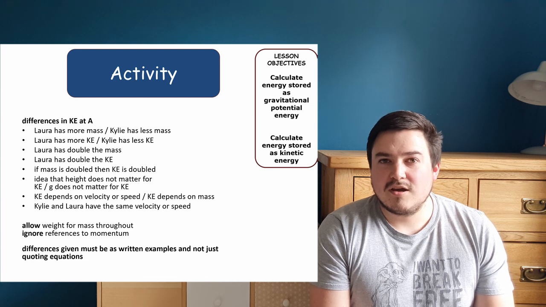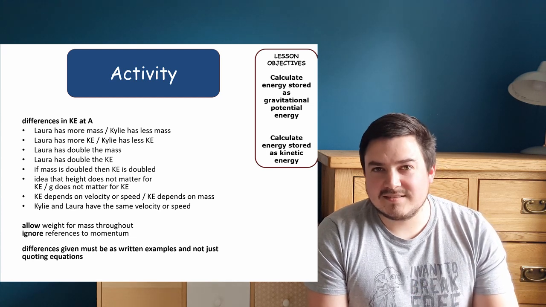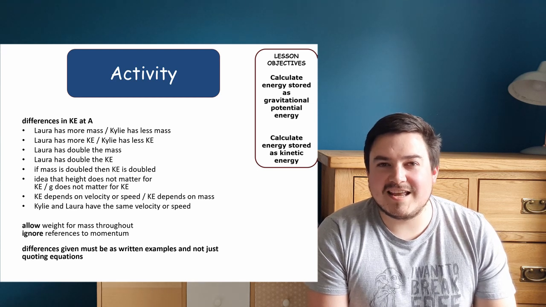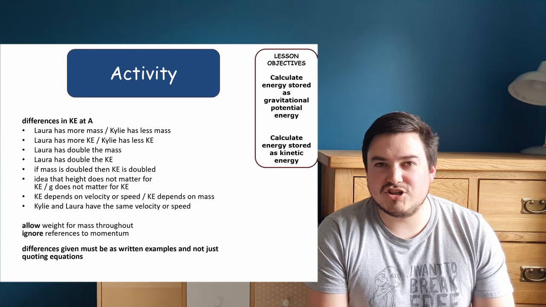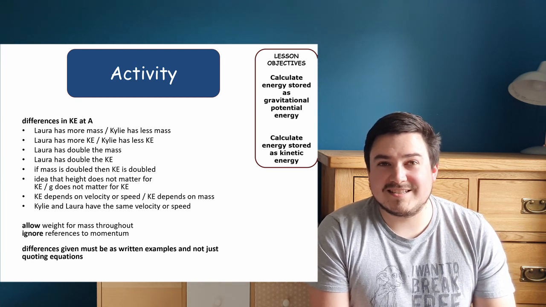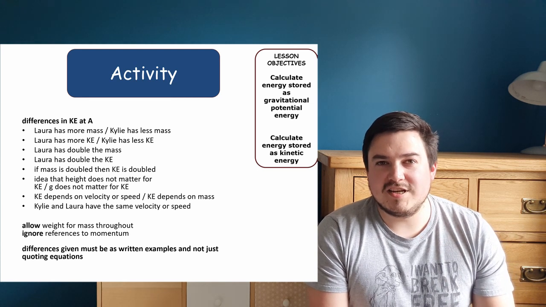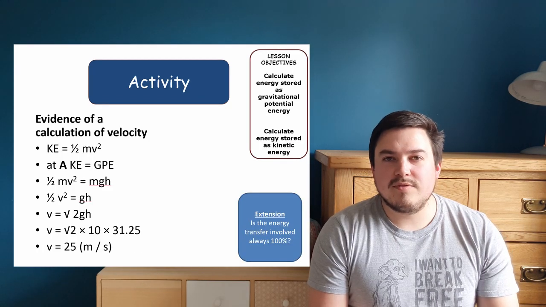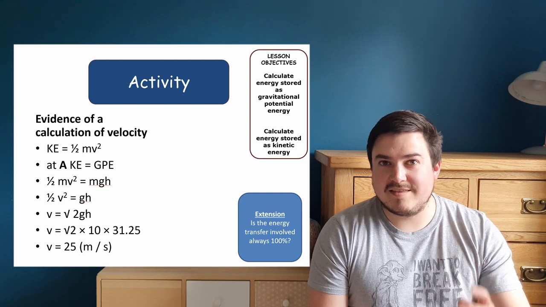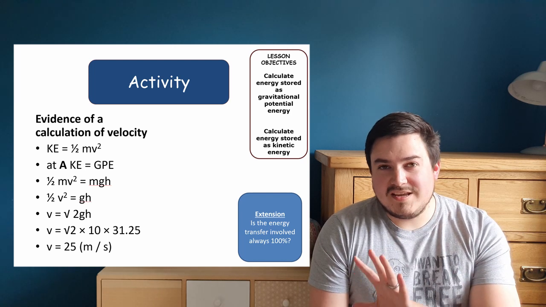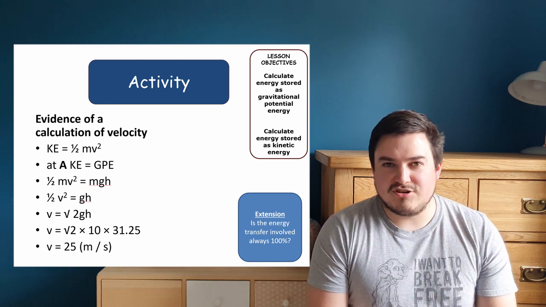We know that Laura has got more mass than Kylie does. We know that if she has more mass, she is then going to have a higher kinetic energy as well. We don't just know that, we also know that because her mass is double that of Kylie, she is likely going to have double the amount of kinetic energy that Kylie has as well. We also know that if we're going to calculate her kinetic energy, which is the second thing we need to do here, we are aware that the kinetic energy is equal to the amount of gravitational potential energy that they have.